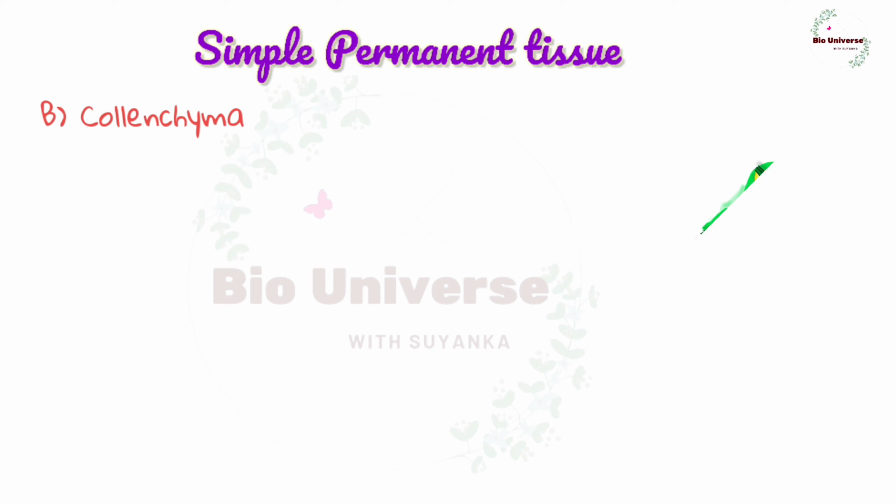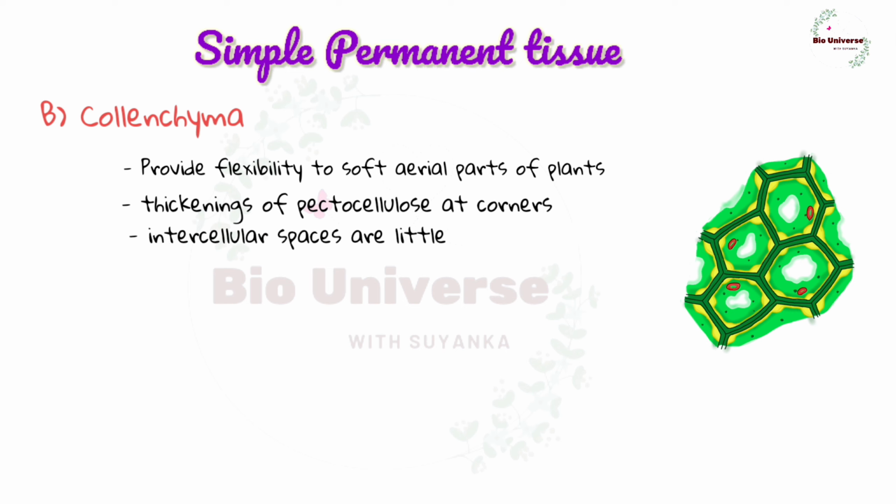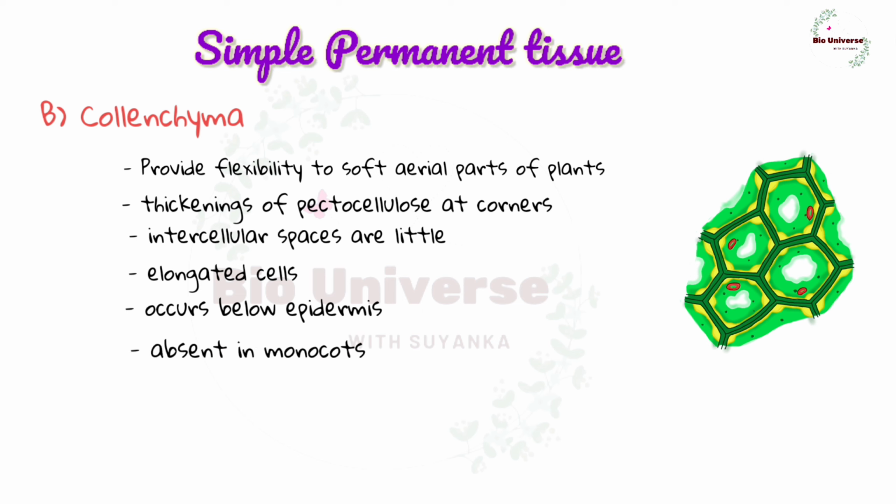Collenchyma. It is a permanent tissue of living cells which provide flexibility to soft aerial parts that can bend without breaking. The cells possess uneven thickening of pectocellulose, generally at corners. Intercellular spaces are little. The cells are elongated but appear oval, circular, or angular in transverse section. Collenchyma occurs below the epidermis in leaf stalks, leaf midribs, and herbaceous dicot stems. It is absent in monocots.